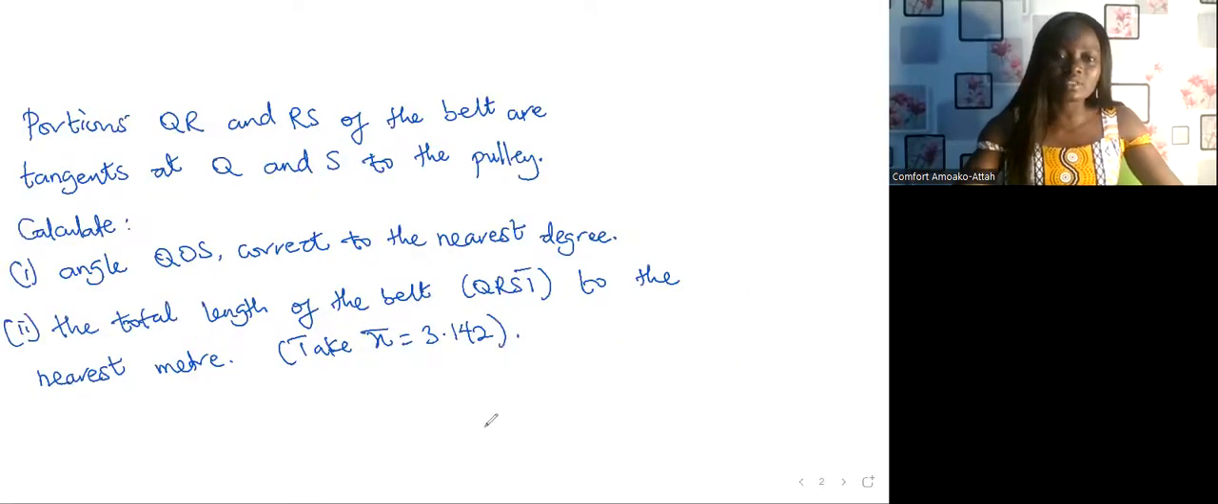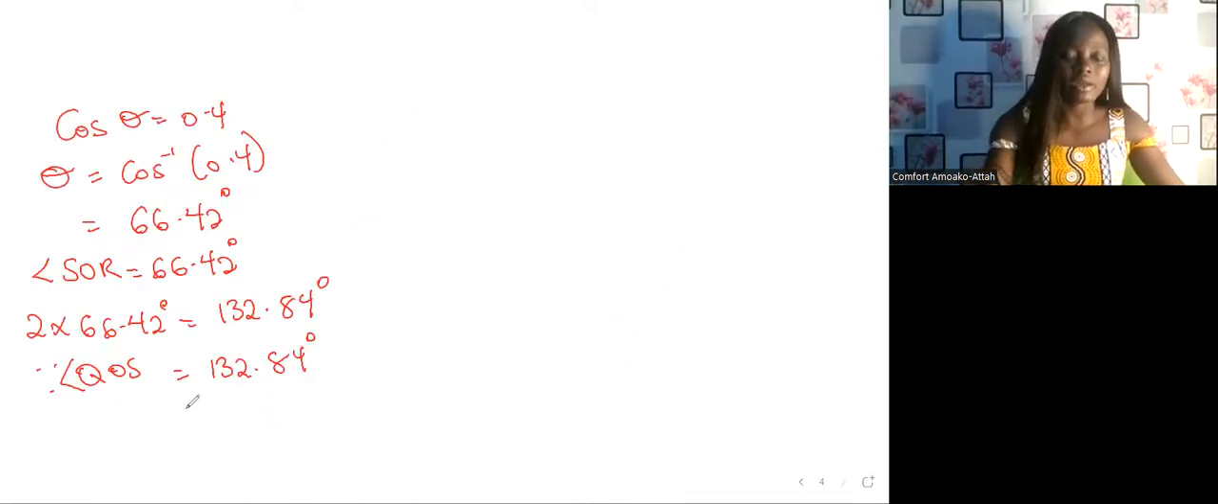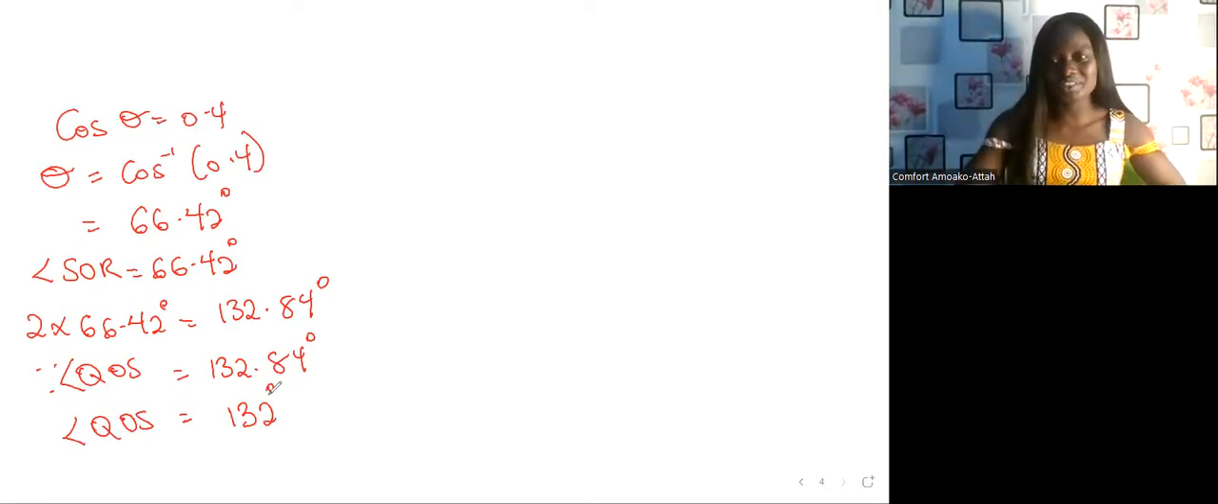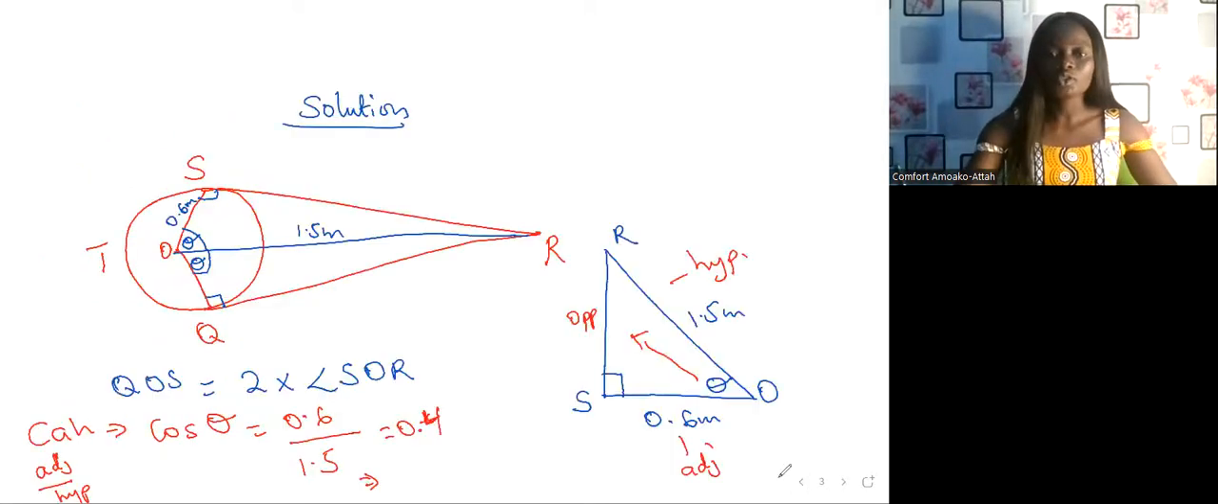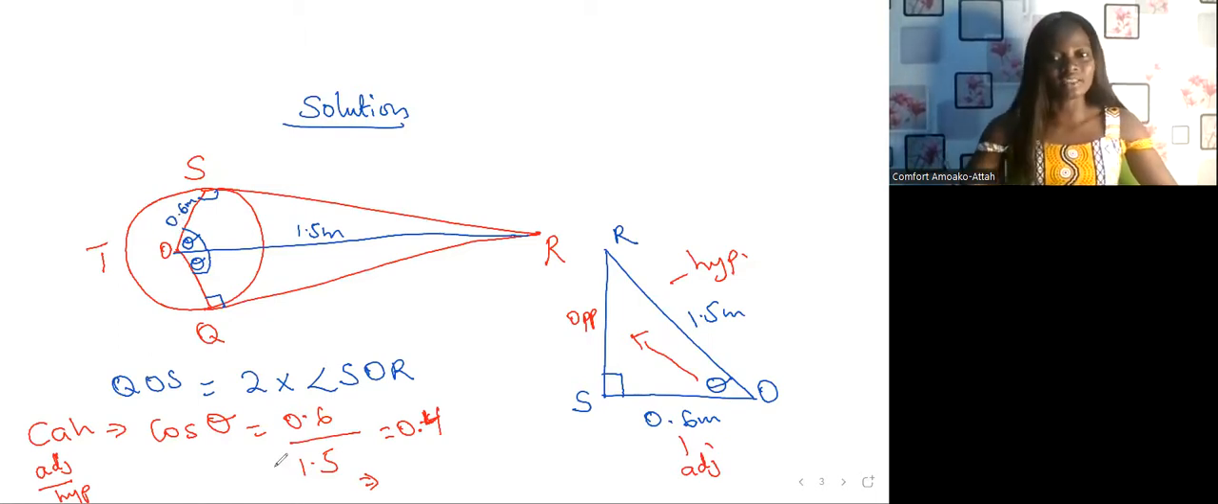That is not the final answer. The final answer was correct to the nearest degree. So how do we correct this to the nearest degree? The nearest whole number, right? So therefore, we are getting angle QOS to be 132 degrees. So simple. So before we were able to get this, we had to find one side and multiply by 2 to get the whole of this side.